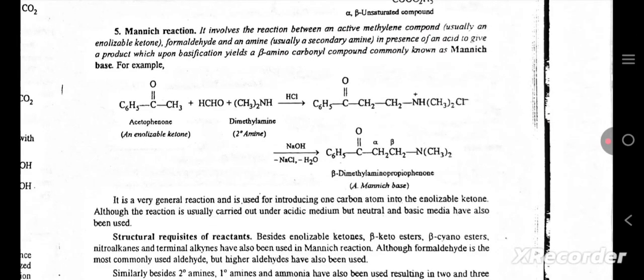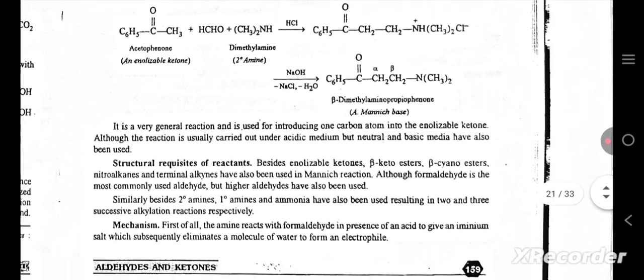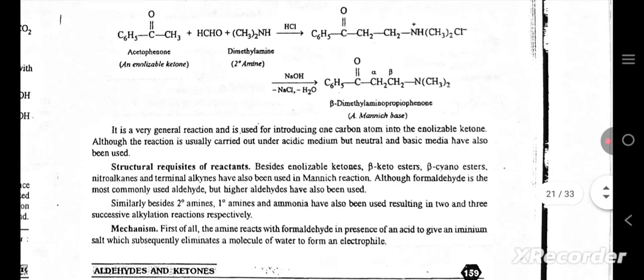Mannich reaction. It involves the reaction between an active methylene compound, usually an enolizable ketone, formaldehyde and an amine, usually a secondary amine, in presence of an acid to give a product which upon basification yields a beta aminocarbonyl compound commonly known as Mannich base. It is a very general reaction and it is used for introducing one carbon atom into the enolizable ketone. Although the reaction is usually carried out under acidic medium, neutral and basic medium have also been used.